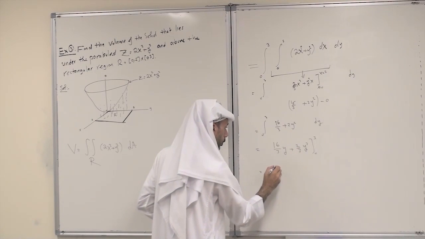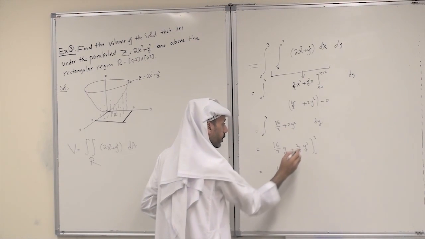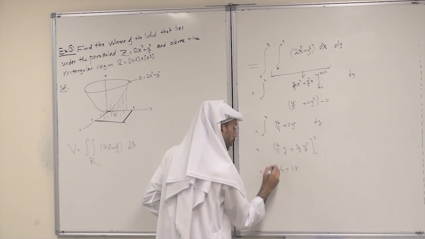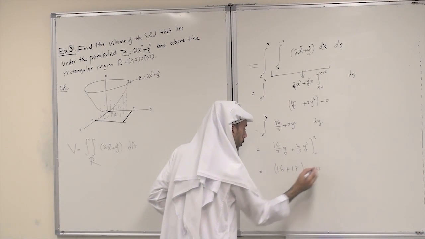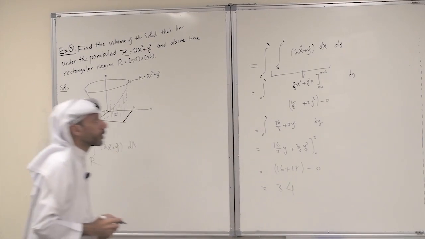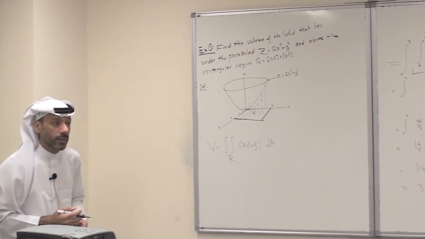At y equals 3, you get 16 plus 9 over 3, 27 over 3, 9, 9 times 2, 18, minus 0. So this is 34. The answer, or the volume, is 34.